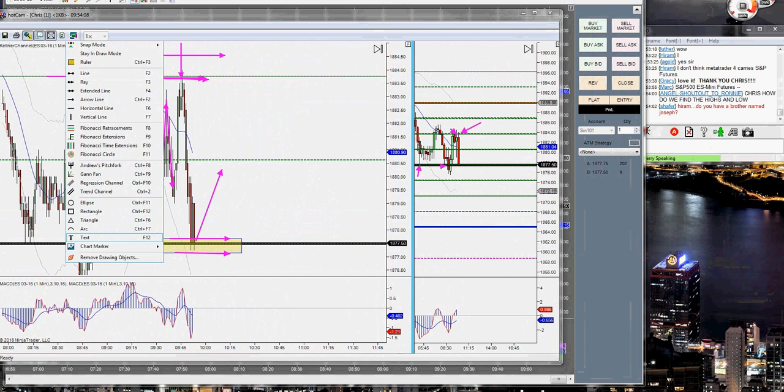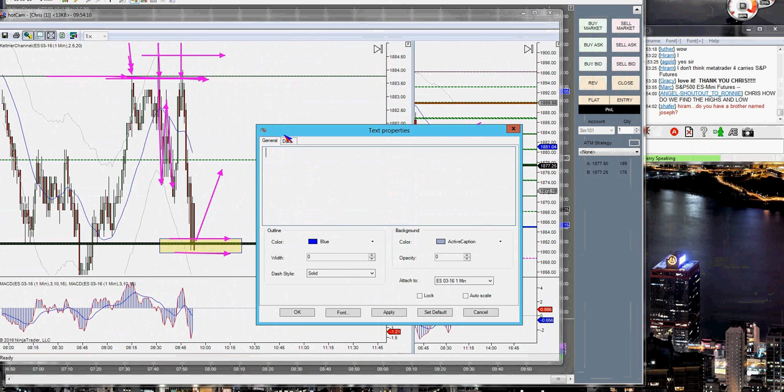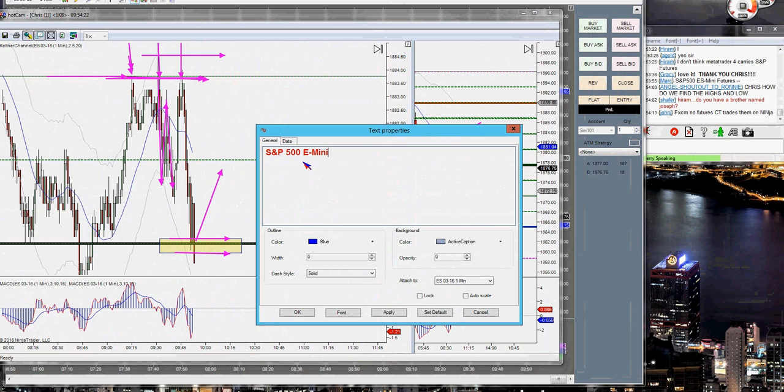Let's take a look here. I'm going to write this in here for everybody. S&P 500 E-mini futures. Watch that down there, guys. Watch it. If it holds there, it can boom, turn the other way. S&P 500 E-mini futures. This is a $19 trillion market cap.